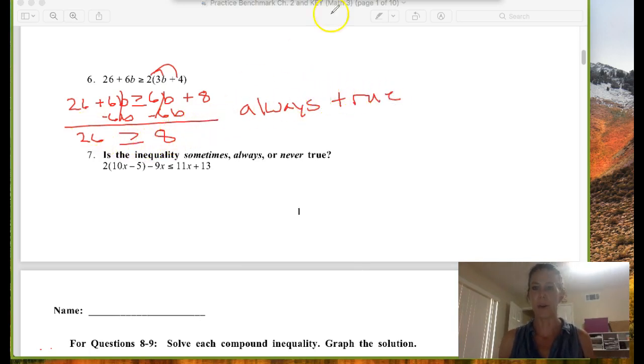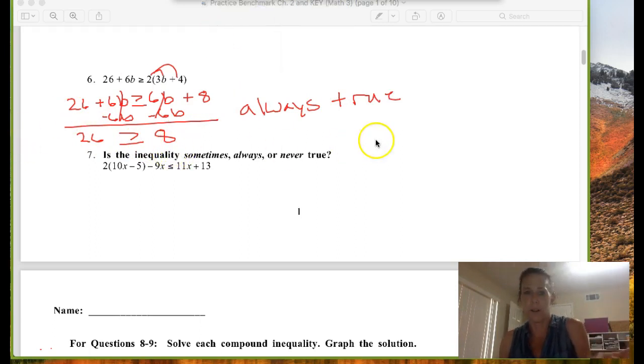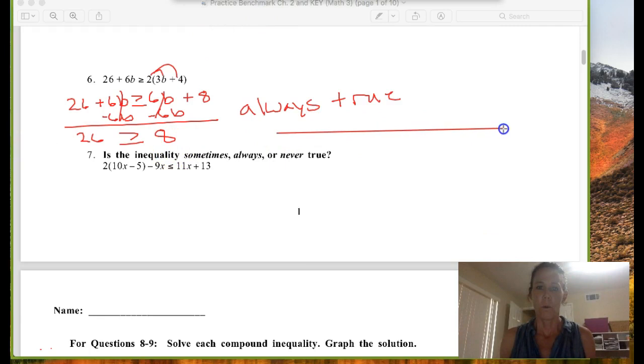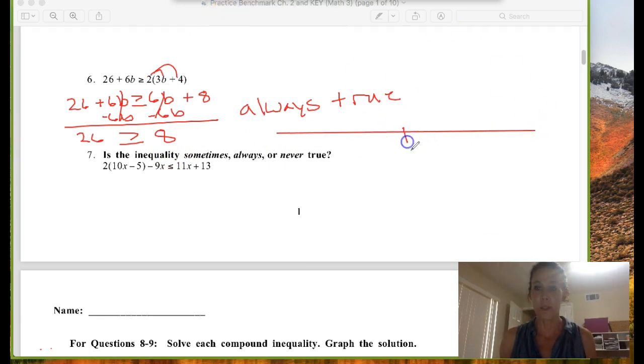Well, how do I graph that? That's a strange question to graph. I don't have x as whatever. Well, since it's always true, to graph this, you would just graph the whole number line. Everything works, everything is true. Done.